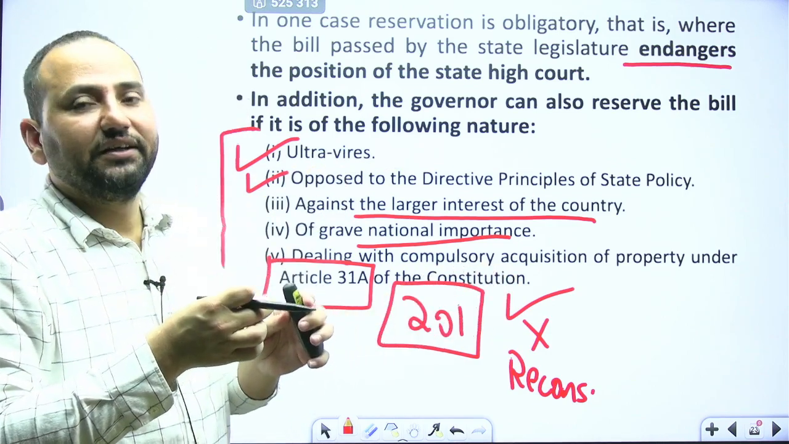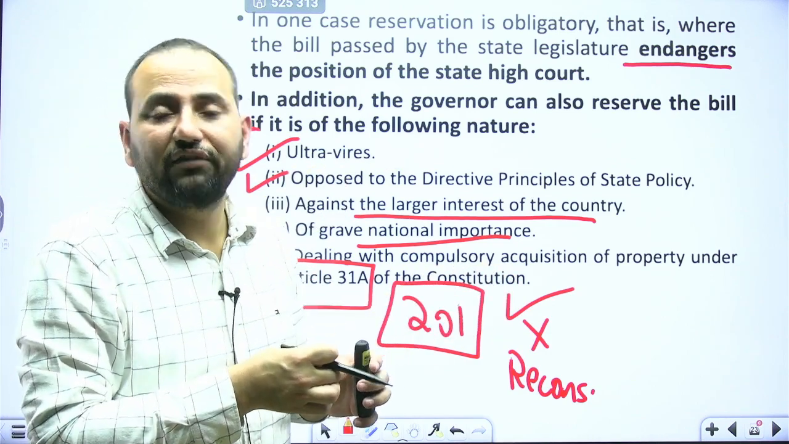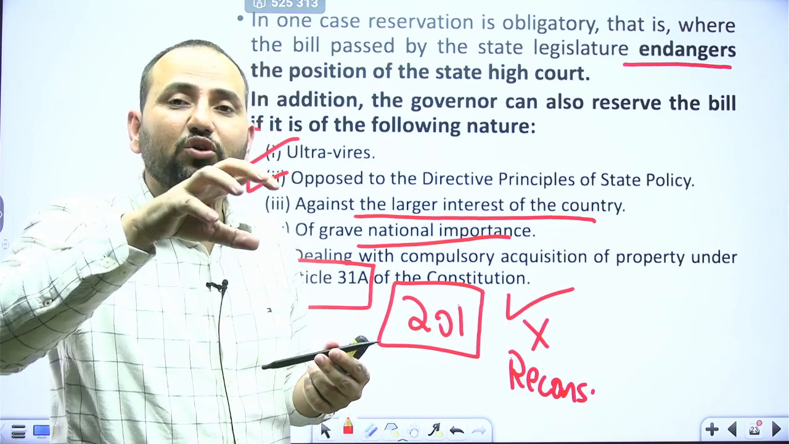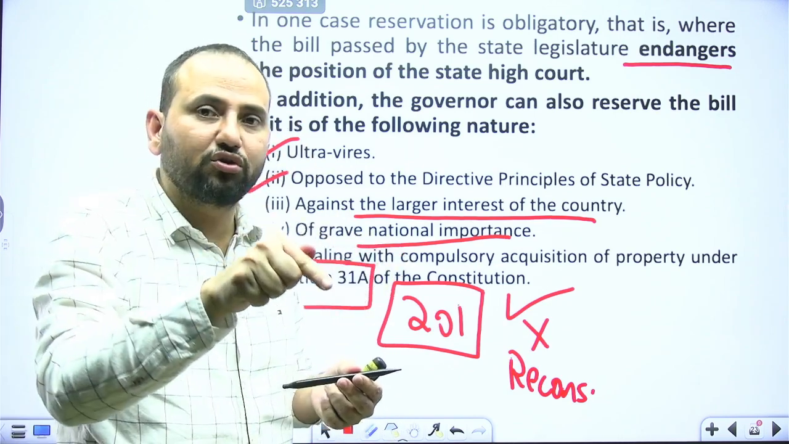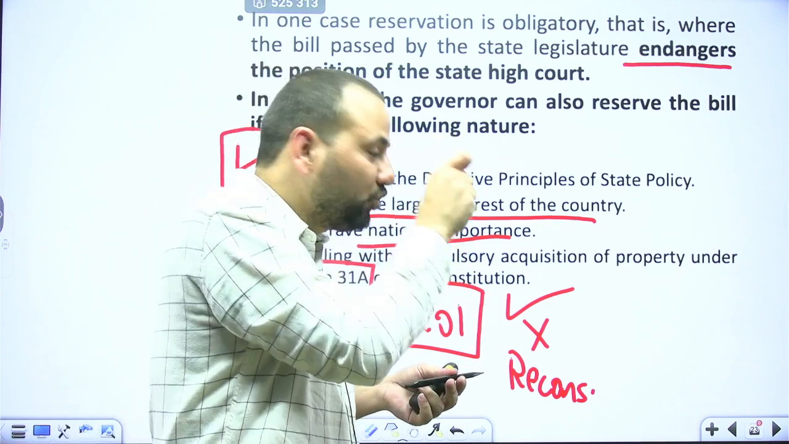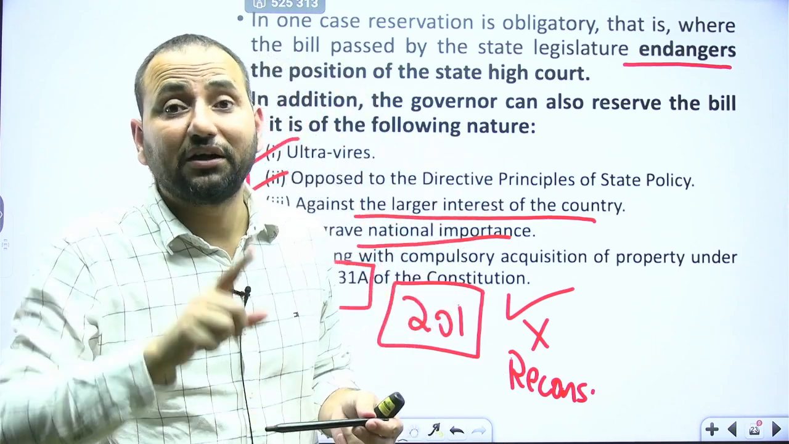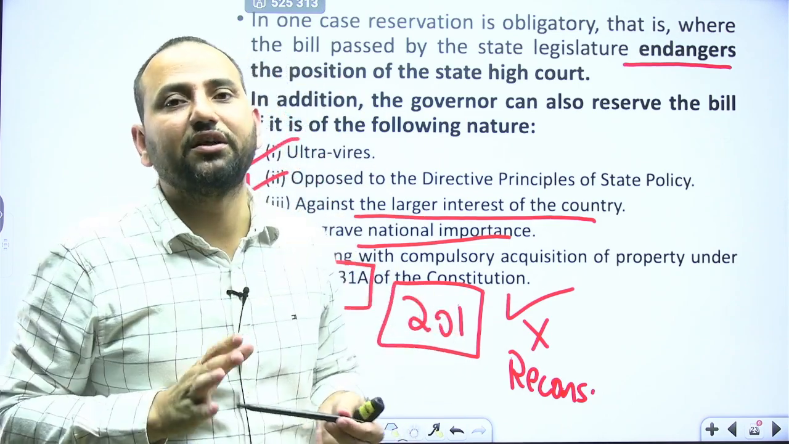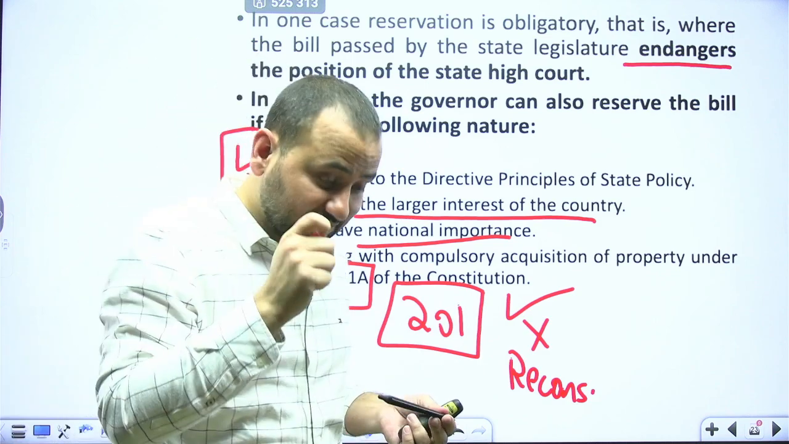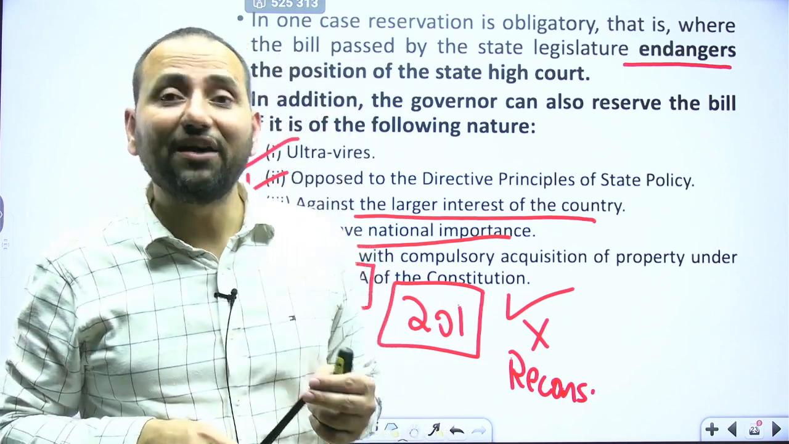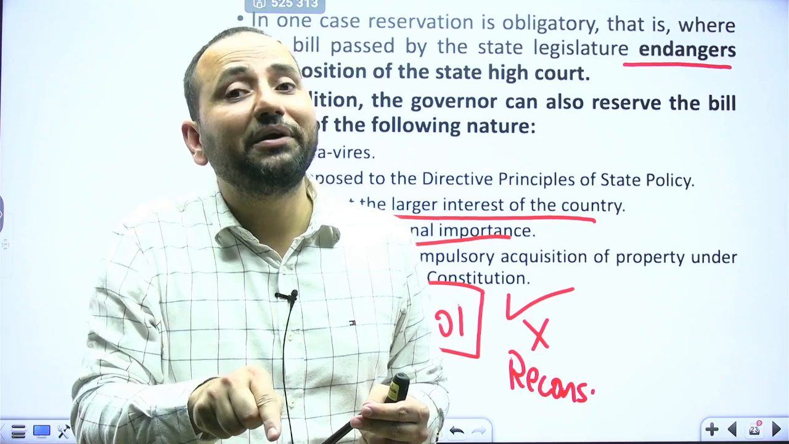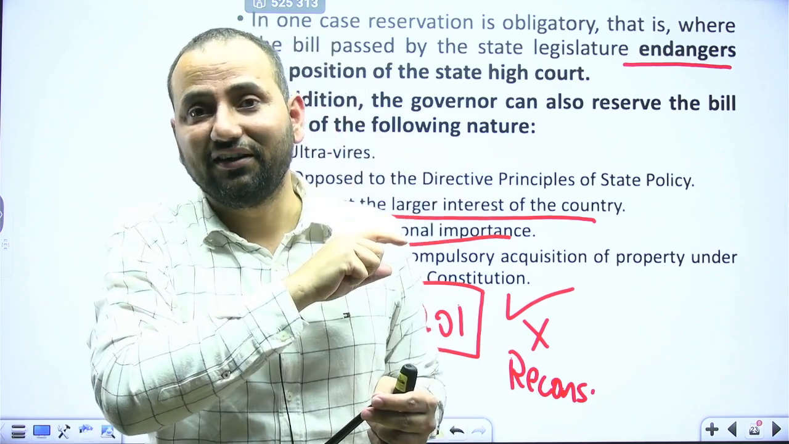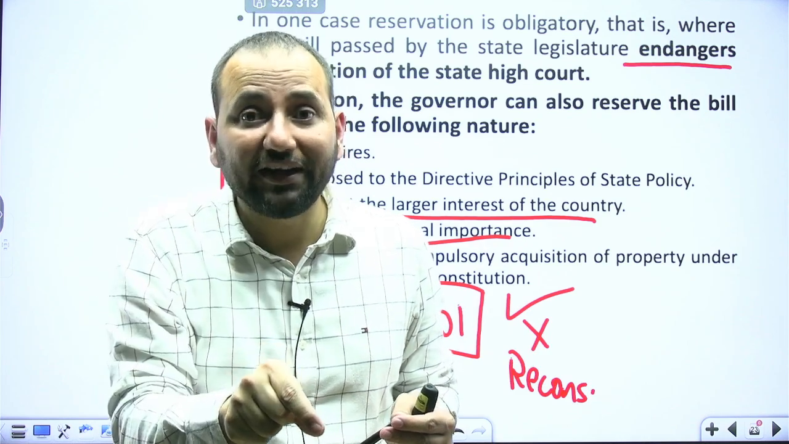So if you see the assent power of the governor and the president, it depends on the types of bills. With reference to a constitutional amendment bill, there is no veto power in the hands of the president. And there is nothing in the hands of the governor either, because a constitutional amendment can finally only be approved by the president.